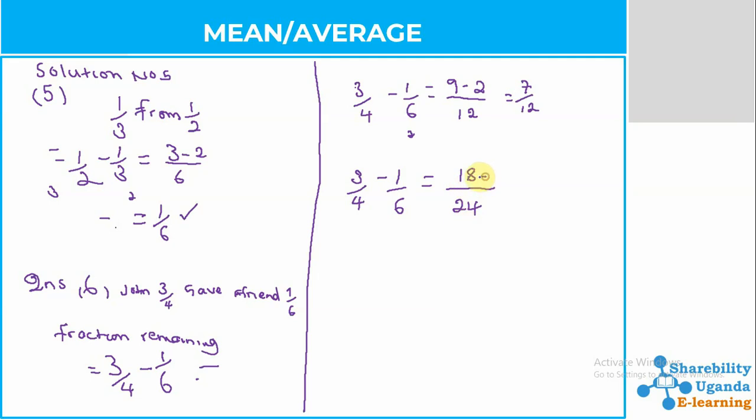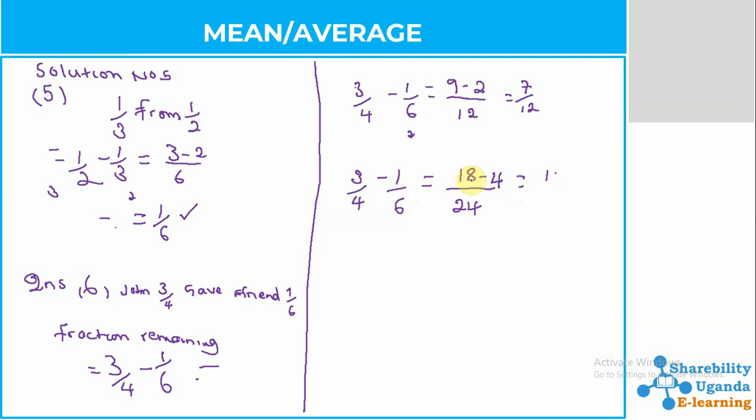Then we put our minus. What is 24 divided by 6? We get 4. 4 times 1, we get 4. So here now we can come up with another answer, which is over 24.